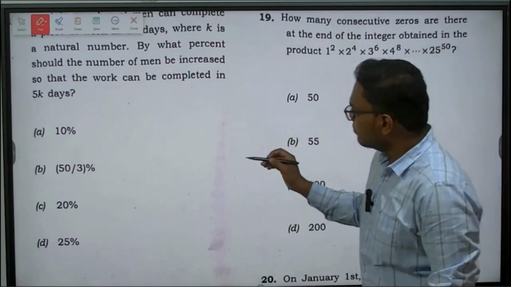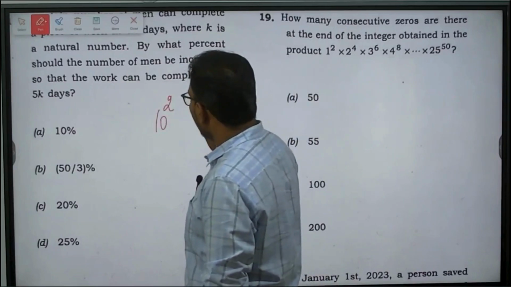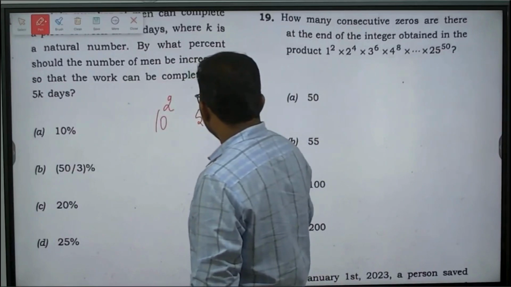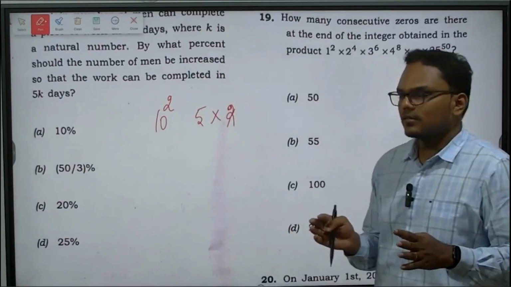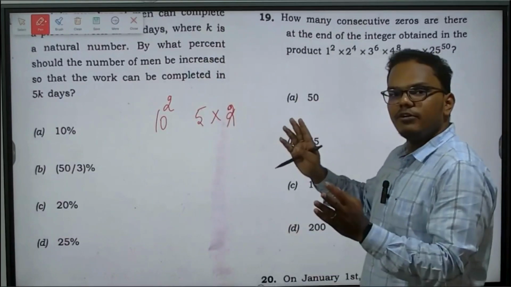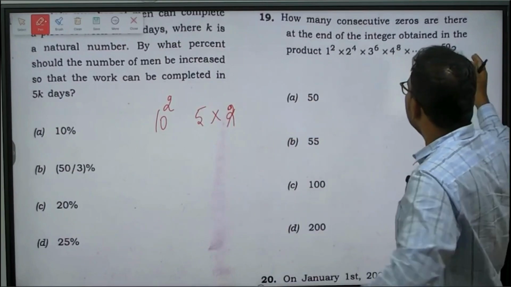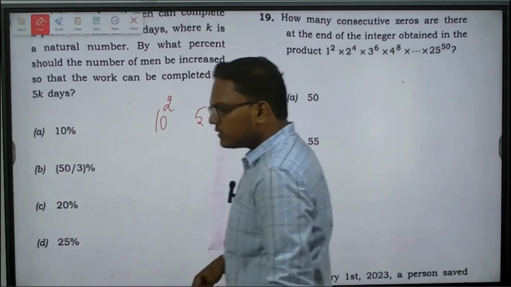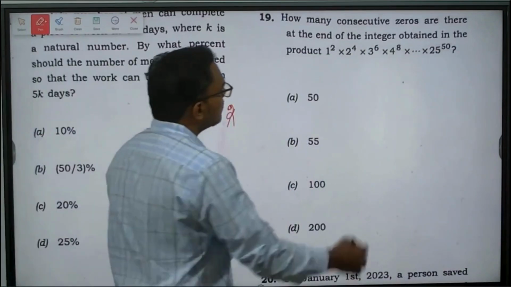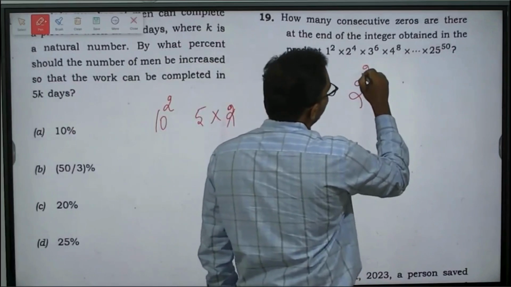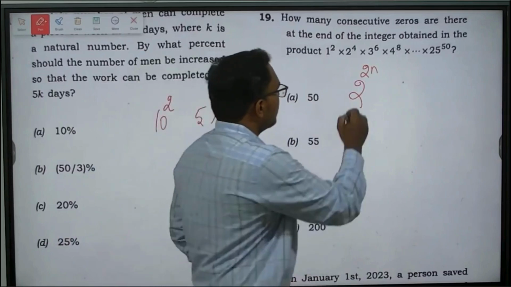See, when will you get a zero? Either you have to have 10 power something, or you have to have 5 into 2. I'm talking about the least. Either you should have 10 or you should have 5 into 2. So now what you have to do is, see this sequence: 1 square, 2 power 4, 3 power 6, and so on. You can just write it as n power 2n.